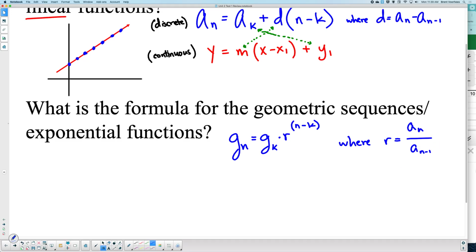How is this similar to exponential? With exponential, the formula I gave you was y equals y1 times your base raised to the power of x minus x1. Once again, you can see that values correspond to one another. Your base and your common ratio correspond to each other, and the G_k and the y1 correspond to each other.